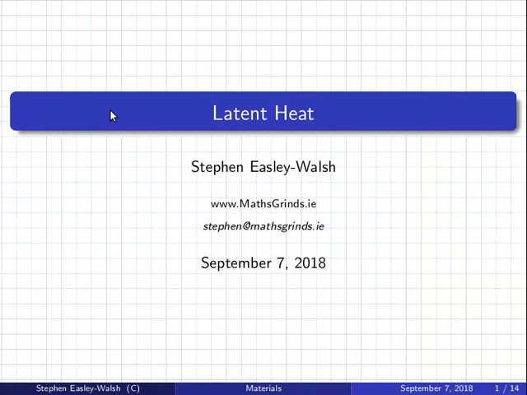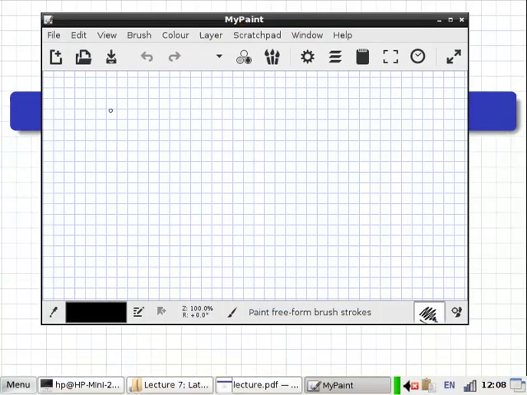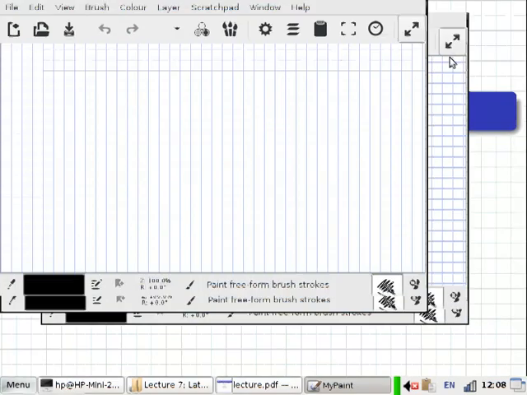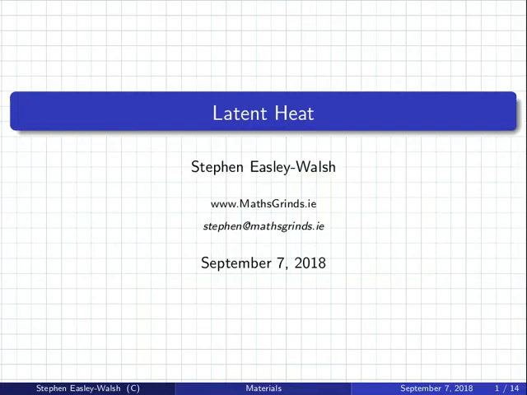Right, latent heat next. Doing okay, Siva? Doing okay? Kim? Yep. Alright, latent heat, you got that? Yeah. Okay, so, let's continue.